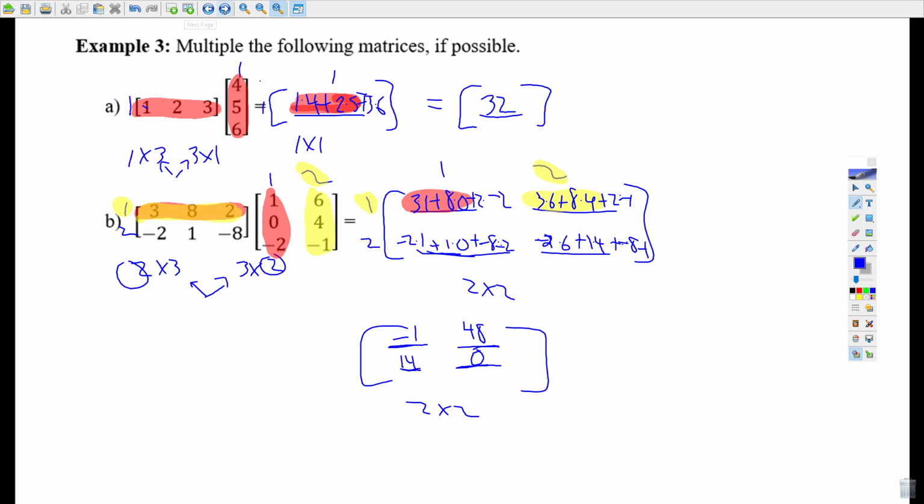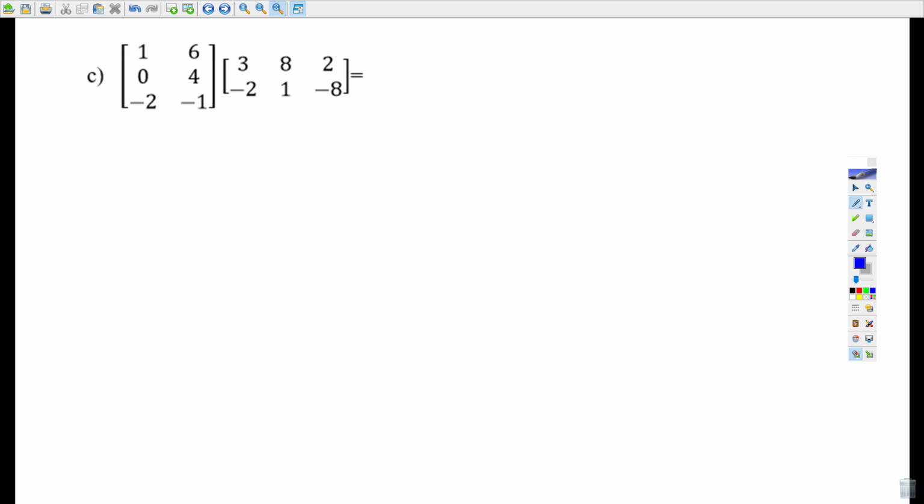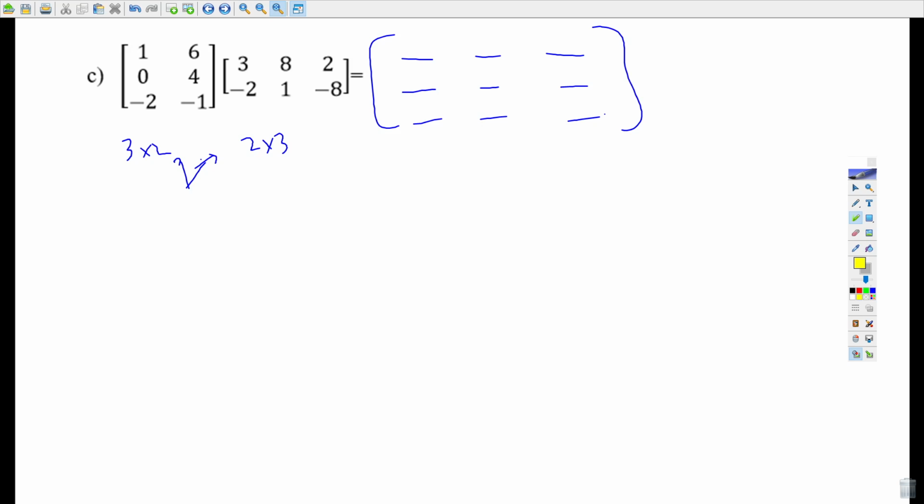All right, we have one more to do, and then we'll do a word problem and be done. I'm going to go a little faster, though. This is a 3 by 2 and a 2 by 3. So we're going to get out a big old 3 by 3. These two numbers match. So we do 1, 2, 3, 1, 2, 3, 1, 2, 3. All right, first row, first column would be just these two numbers going across and these two going down. So this would be 1 times 3 plus 6 times negative 2.